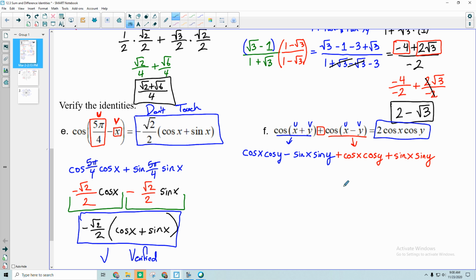Okay? So now that I have all of this, are there any like terms that I could combine? Well, let's see. This negative sine x sine y and this positive sine x sine y, these two terms will cancel each other out, okay? And then what's going to happen with the cosines, with these two terms? Well, since there's two of them, I can think of an imaginary one being in front of this, an imaginary one being in front of this, and I'm adding those coefficients together. I get 2 cosine x times cosine y, and that's exactly what I wanted to see. I have verified this identity.